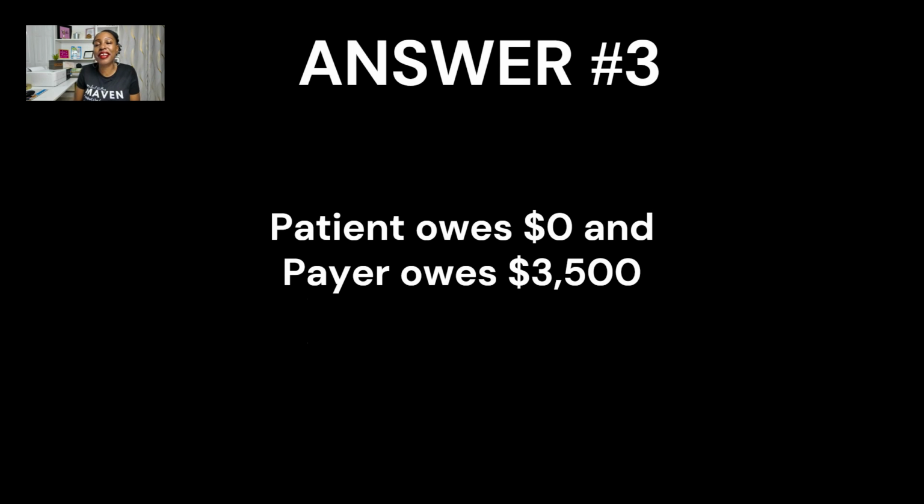So if you answered the patient owes $0 and the payer owes $3,500, then you are correct. And that is because the out-of-pocket has been met. When the out-of-pocket is met, that means that the patient no longer has a responsibility. So when it comes to copays, coinsurances, and deductibles, until their plan renews, they would not have to pay anything out of pocket because they have reached the out-of-pocket limit.